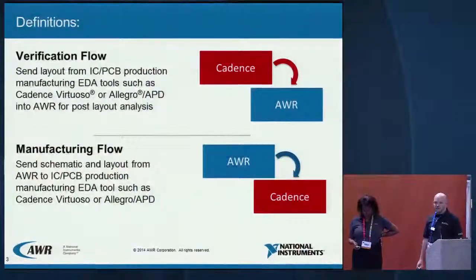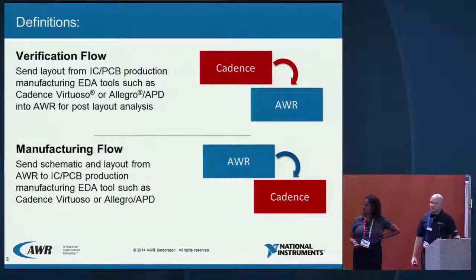So when we talk about flows, AWR, we make a nice simulation tool, and Cadence makes fantastic manufacturing tools. There's really two kinds of flows that we hear about a lot. The first is a verification flow, and that's where you have a bunch of data in your manufacturing tool. It could be Allegro, it could be Virtuoso, but you want to bring this data that's ready to go to manufacturing into a simulation tool like AWR and make sure that all the RF still works, since RF can be a little sensitive to things going around it.